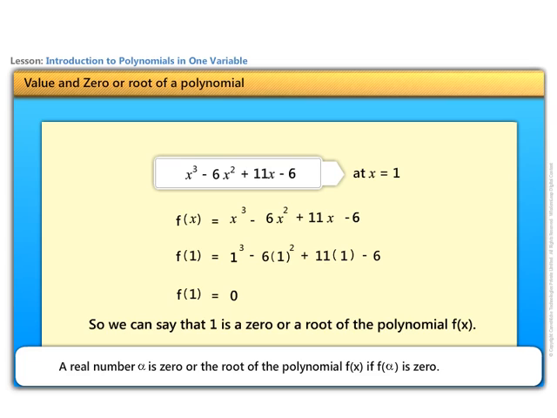A real number alpha is a zero or the root of the polynomial f(x) if f(alpha) is 0.